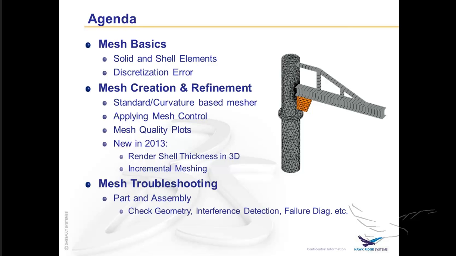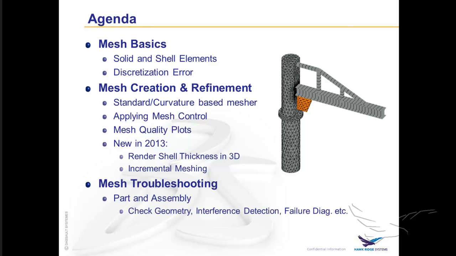We'll also talk about different ways that we can apply mesh control inside simulation. Also, we'll discuss some of the new features in 2013, things like incremental meshing and also the very impressive render shell thickness in 3D. Also, we'll talk about mesh quality plots. A lot of users I see don't really use these mesh quality plots, and it can be very helpful when troubleshooting mesh problems. So we'll take a look at that as well.